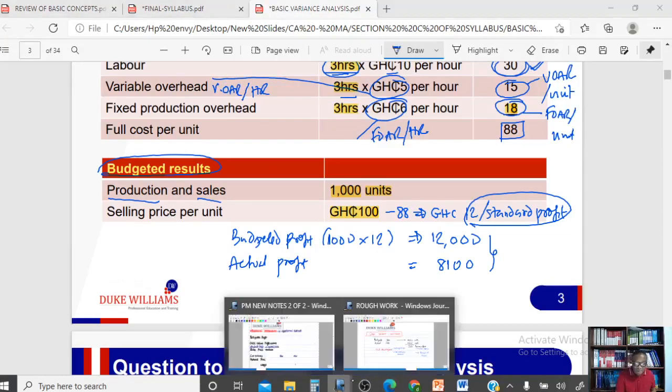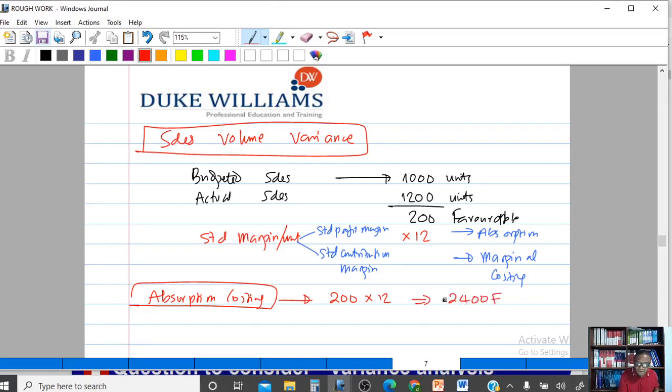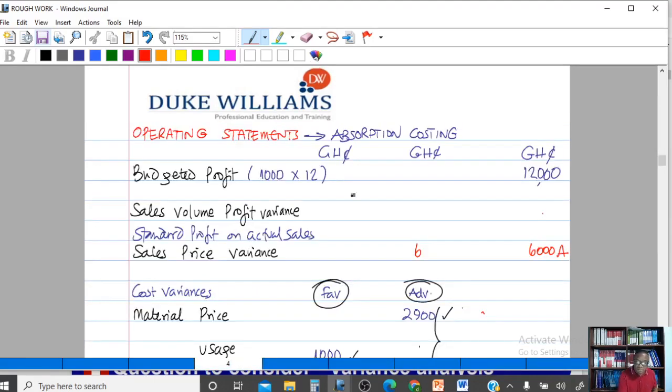Nothing to worry about there. So if I multiply this by 12: if I'm doing absorption costing principles, presenting the pro forma in that way, then it's going to be 200 times 12, and that is 2,400 favorable. So 2,400 favorable is what I'm going in for. You can actually see this is 14,000 and it said that's the standard profit on actual sales. Actual sales was this, the standard profit was 12. So yes, that confirms that.